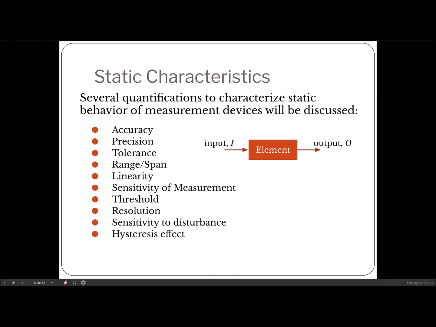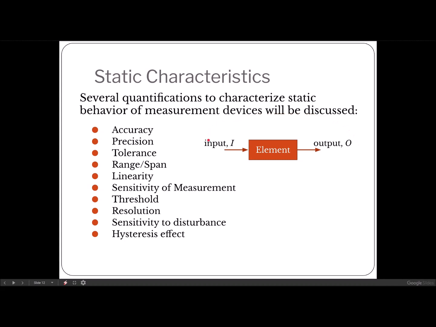This is the list of the static characteristics. It includes accuracy, precision, tolerance, range or span, linearity, sensitivity, threshold, resolution, sensitivity to disturbance, and also hysteresis. Okay, so just in order for us to speak the same language, let's use this terminology. If we have a measurement device, an instrument here, I or input is the entity that we measure. O or output is the output that is read as an indication of what we measure, right?